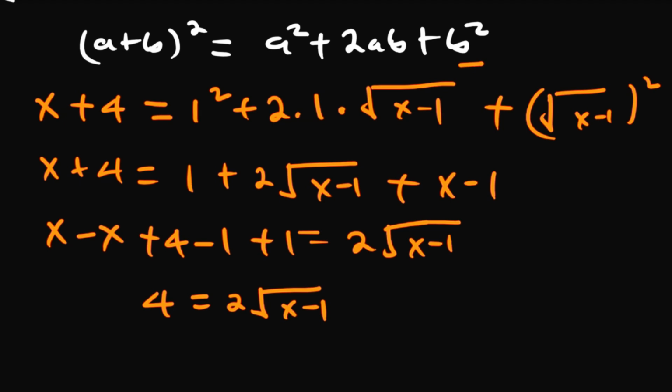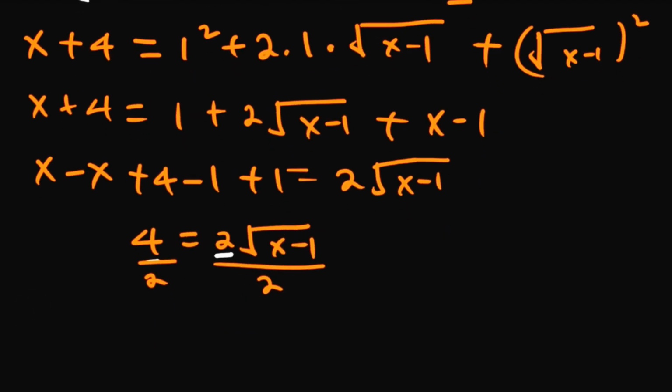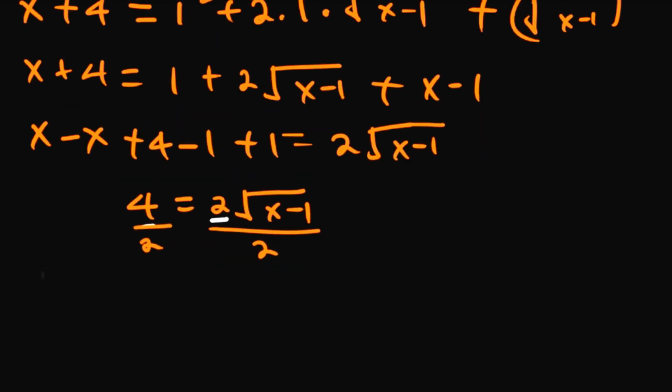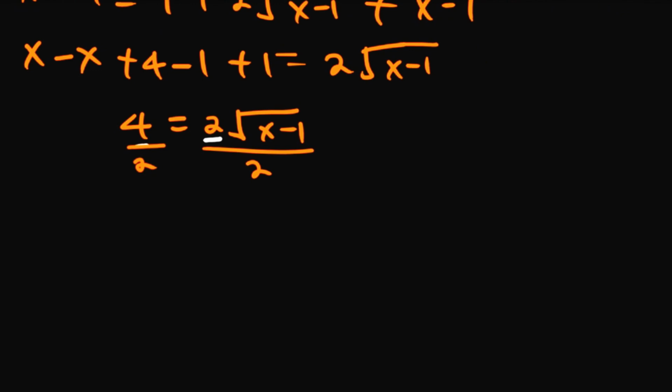So at this stage, we just square both sides. But before we square both sides, we can simplify, because you can see there's 2 and there's 4. So we can divide both sides by 2. So we say that is over 2, and this side is also over 2. So that what we are left with is 2, because 2 goes into 4 two times. So we are left with 2 is equal to the square root of x minus 1. So we can go ahead and square both sides of this equation.